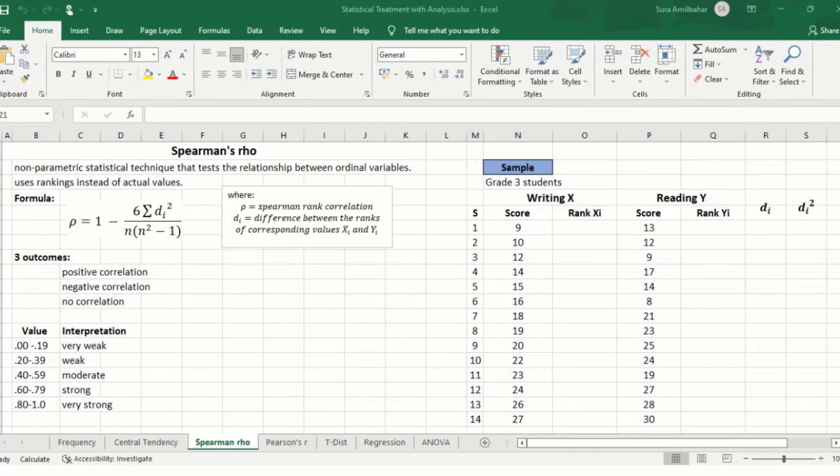So, what we usually interpret is the positive correlation, and we have the value and the interpretation here. A value of 0.0 to 0.19 is a very weak correlation.